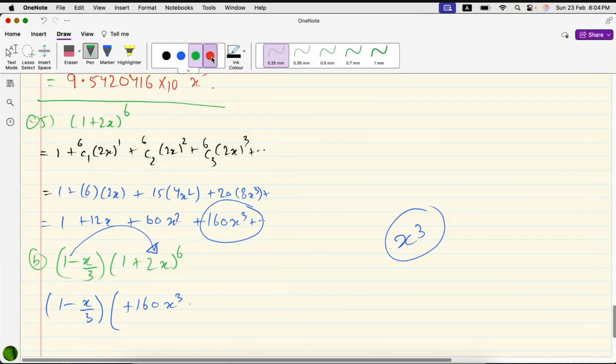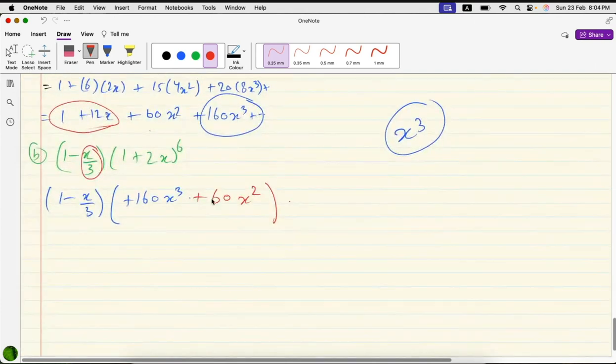And this term will multiply on the other side with the x squared term. So I'm interested in that term as well, which is 60x square. And these two will give me nothing because when 1 will multiply with them, that will give me 1 and 12x. And when x will multiply, that will give me x and x square. But I'm only interested in x cube. So I've copied those and left the others.